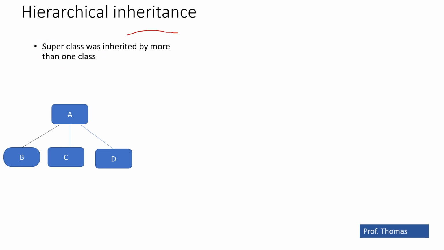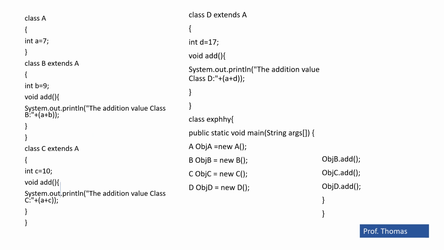Hierarchical inheritance is simple. A single class will be inherited by multiple classes. For example, class A can be extended by B, C, and D also. Class A is a superclass for B, C, and D. Here we see the example for hierarchical inheritance. Class A is a superclass for B, for C, and for D also.